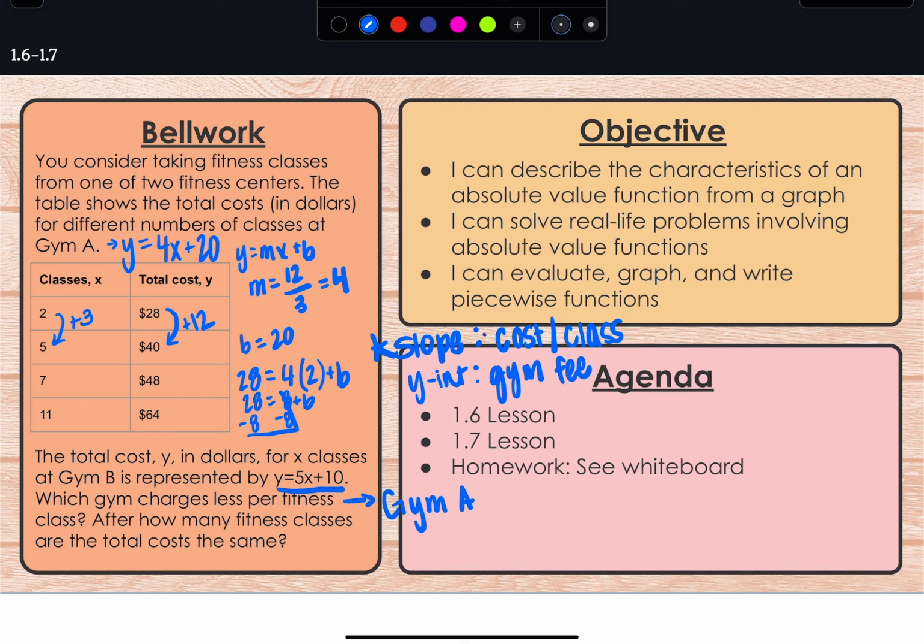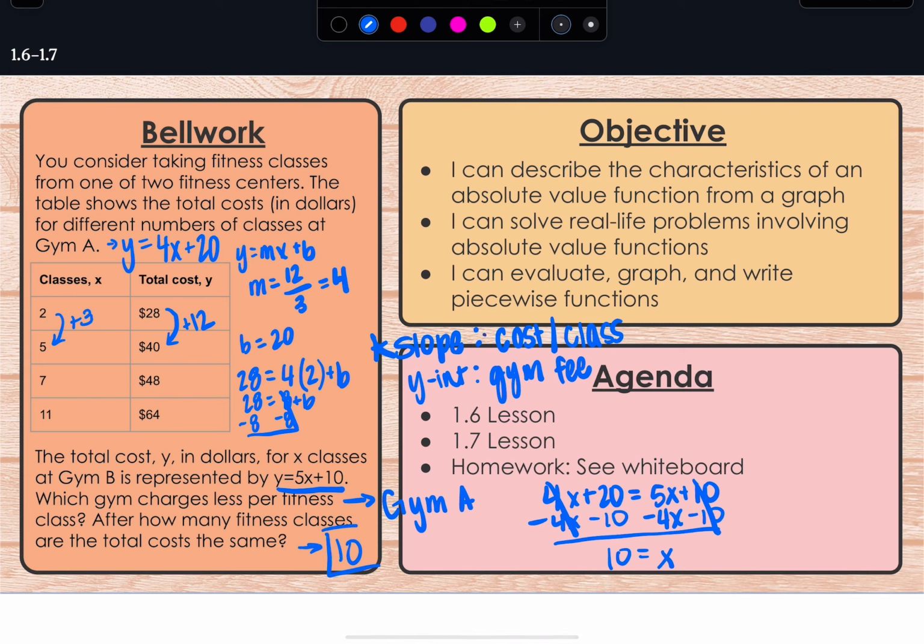And then after how many fitness classes are the total costs the same? So I'm going to set my equations equal and see when they match. So 4x plus 20 equals 5x plus 10. And then I'm going to solve this equation. So I'm going to subtract 4x from both sides, and I'm also going to subtract 10 from both sides. So 20 minus 10 is 10. 5x minus 4x is just x. 10 minus 10 cancels. So that means that when I have 10 fitness classes, gym A and gym B cost the same.